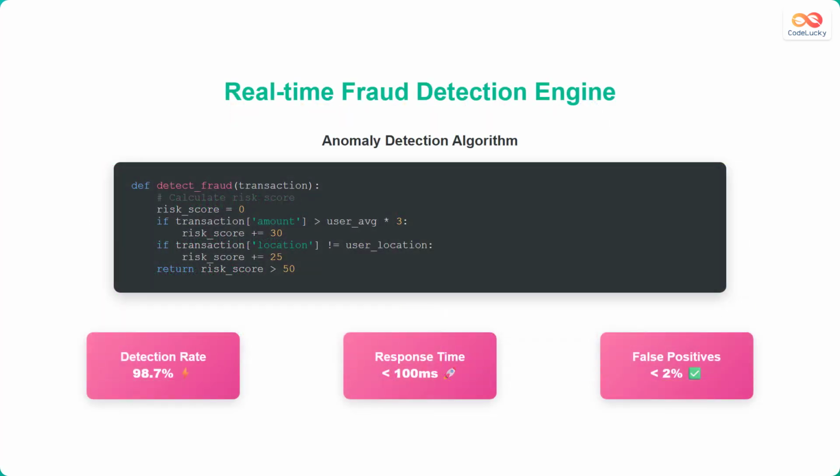Let's examine how a real-time fraud detection engine works. Here is an example of an anomaly detection algorithm. The function detect_fraud calculates a risk score based on transaction amount and location compared to the user's average spending and usual location. If the risk score exceeds a threshold, in this case 50, the transaction is flagged as potentially fraudulent. These systems achieve high detection rates with fast response times and low false positives.